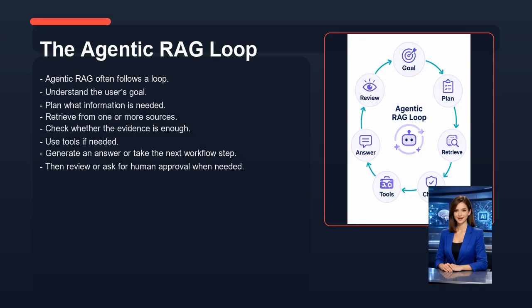Now let's look at the Agentic RAG loop. Agentic RAG often follows a loop. Understand the user's goal. Plan what information is needed. Retrieve from one or more sources. Check whether the evidence is enough. Use tools if needed. Generate an answer or take the next workflow step. Then review or ask for human approval when needed.